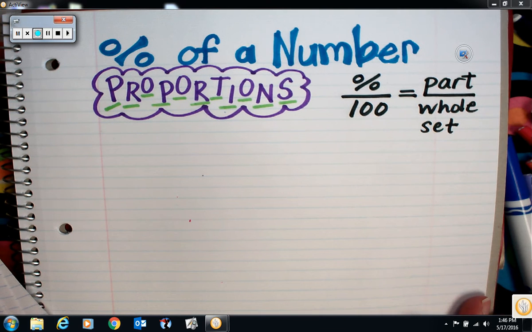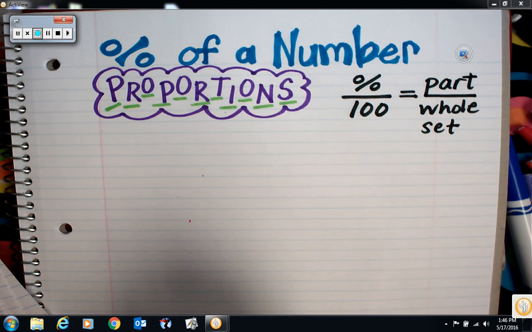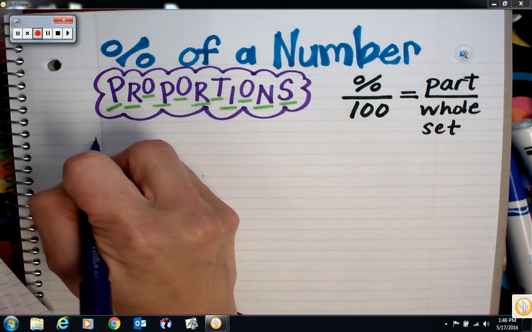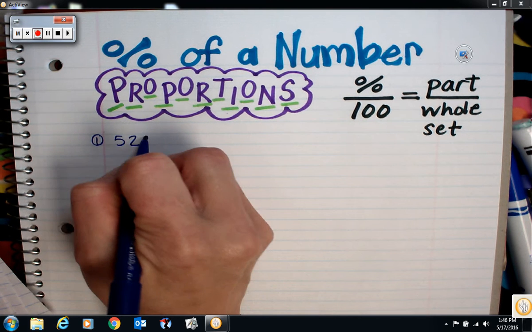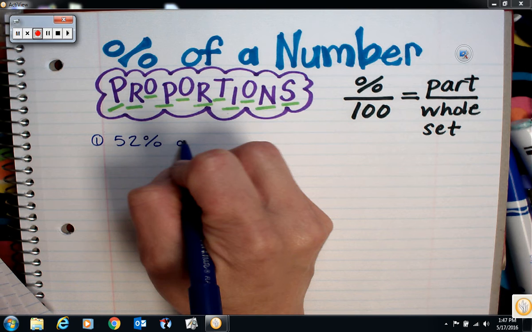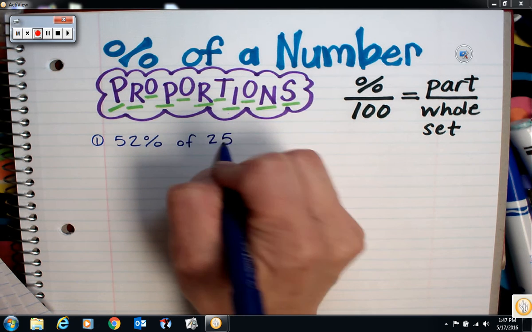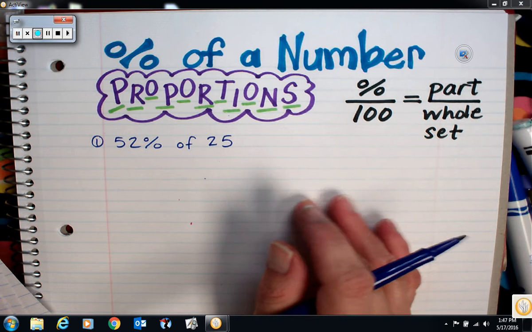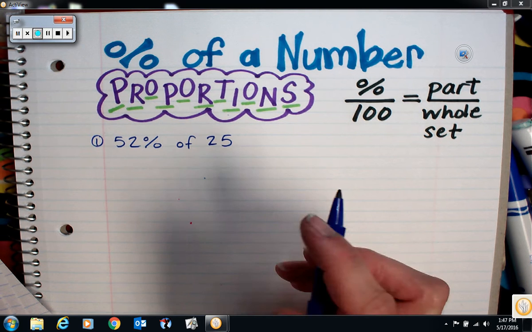And then I can use a cross product equation to solve for the missing whole set or the missing part or even the missing percent. So the first one we're going to try is 52% of 25.